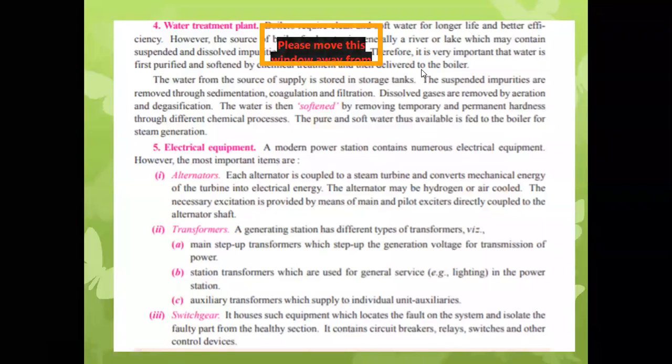Then the next constituent part or important arrangement of the steam power station is the electrical equipment. As we know, our main goal is to produce electrical power at high efficiency. So the electrical equipment plays a very important role in maintaining the power quality as well as keeping the various electrical parameters within the permissible limit. Based on our requirement we install the various electrical equipment inside the steam power station. The modern power station contains numerous electrical equipment.